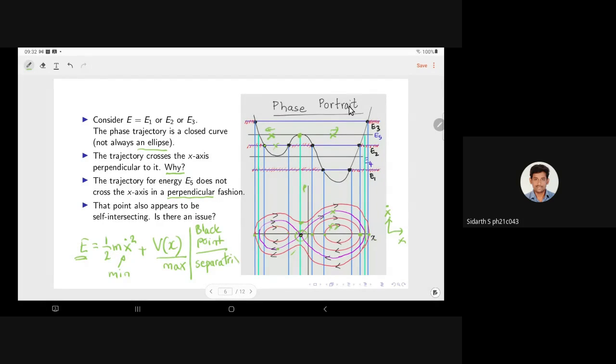So when you say perpendicular, what is perpendicular to what? The curve, the tangent to the curve. So you pick one of these red curves and see how it crosses the x-axis. At that point, you ask for the tangent to the curve, and the tangent will be infinity. It will be making a 90 degree angle. What one is saying is, you think of x dot and x as independent variables, the slope d(x dot)/dx for the curve is equal to infinity.